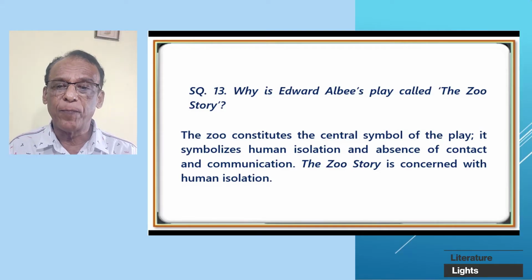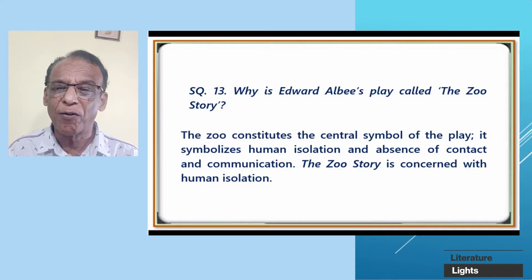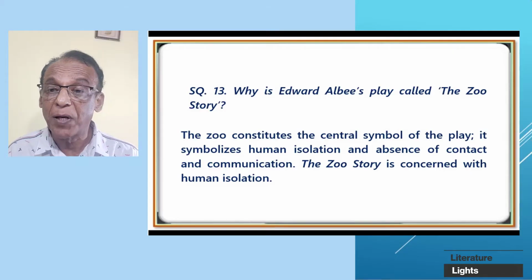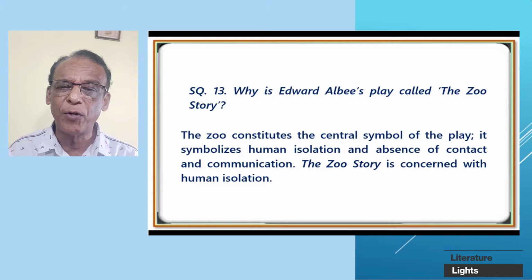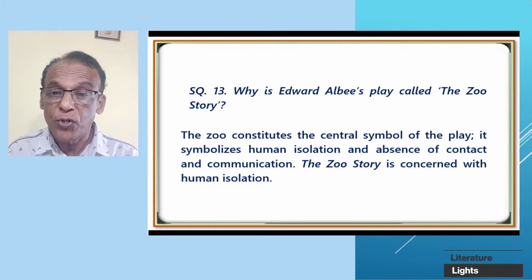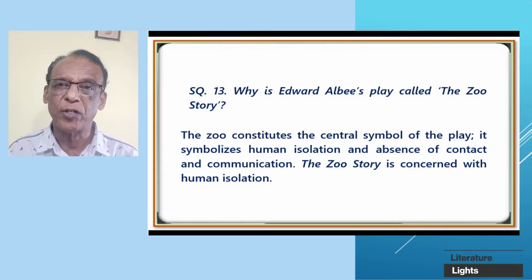Question number 13. Why is Edward Albee's play called The Zoo Story? The zoo constitutes the central symbol of the play. It symbolizes human isolation and absence of contact and communication. The Zoo Story is concerned with human isolation.